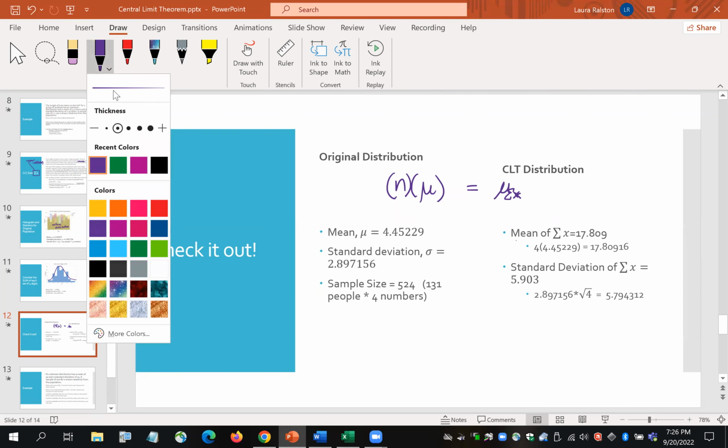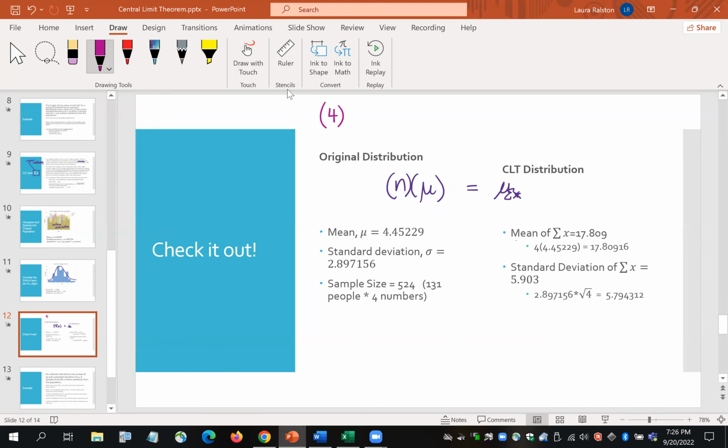So for this problem, just to let you see the numbers, my sample size was 4 because I had 4 digits for each person. The original mean was 4.45229. If I multiply those together using my calculator, I have 4 times 4.45229, which comes out to be 17.80916, which is the mean of the sum.